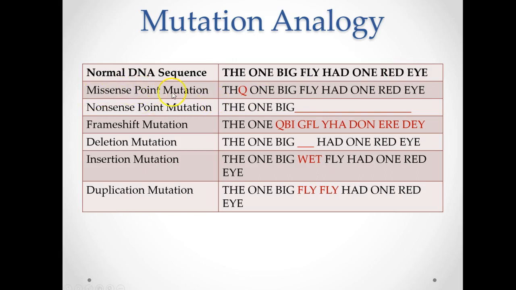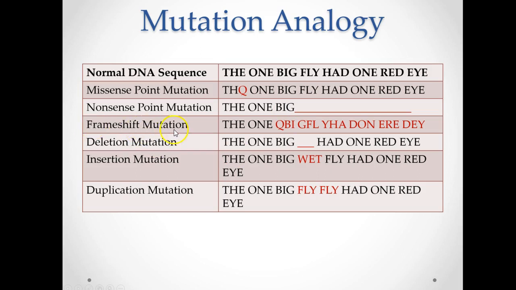So a missense point mutation, where we're just changing one amino acid. In this case, we're going to change the letter Q, but you can still kind of read the entire sentence, even though it's THQ, one big eye, fly had one red eye. Okay, you can still kind of read it and understand it. In a nonsense point mutation, we're going to stop the sentence altogether. The one big, we don't know what the rest of that is, so we can't finish the sentence.